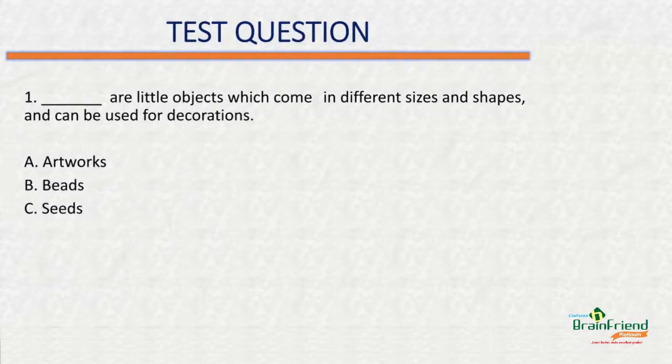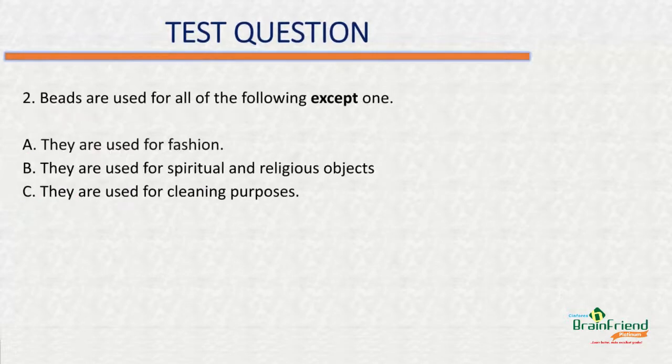Question 1. Blank are little objects which come in different sizes and shapes and can be used for decorations. A. Artworks. B. Beads. C. Seeds. The correct answer is B. Beads.